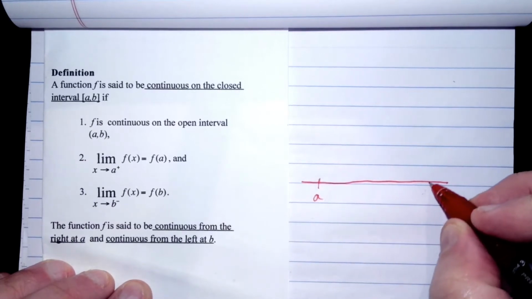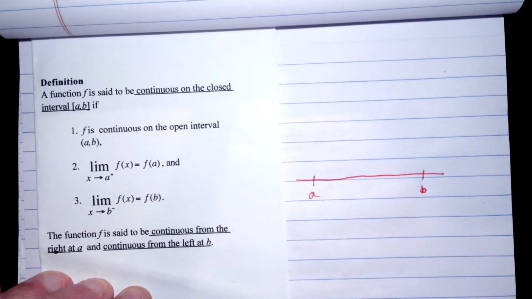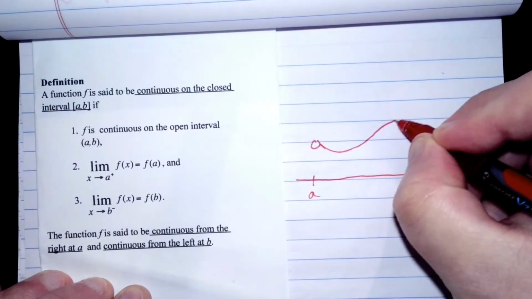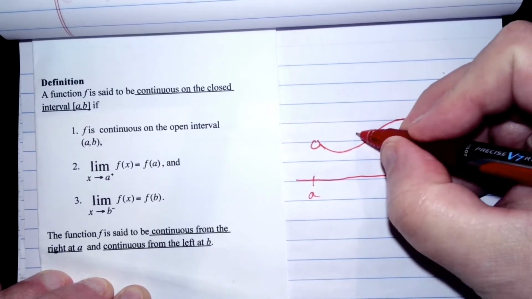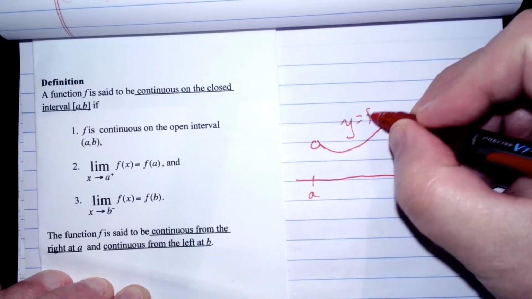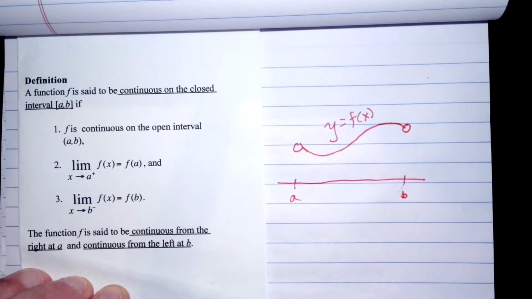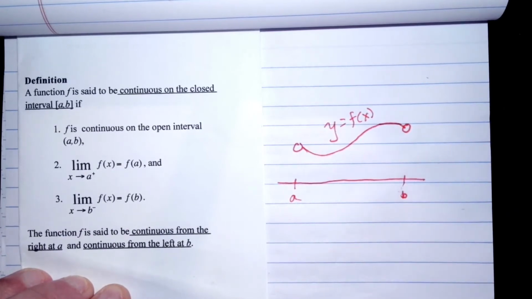Here's a number line with a and b on it. So first I'm going to draw a function that is continuous on the open interval from a to b. So we might have something kind of like this. Let's call this function f. Alright, so this function is continuous on the open interval from a to b. Now, what if I want the continuity to extend to this point, to include this point?